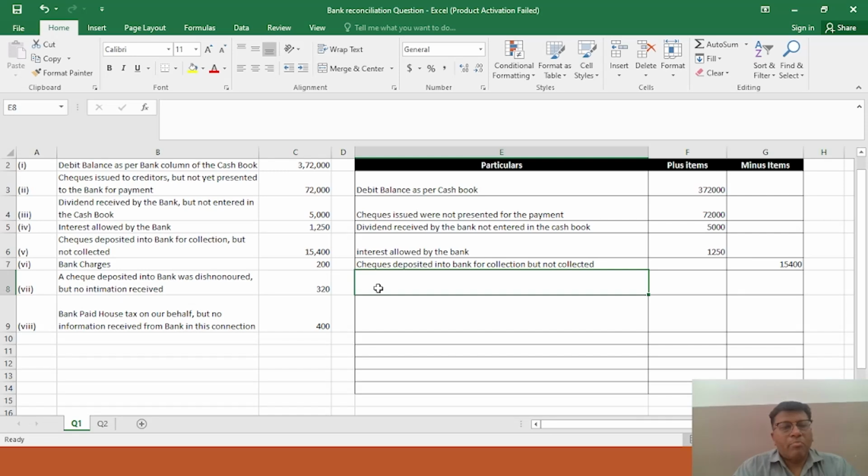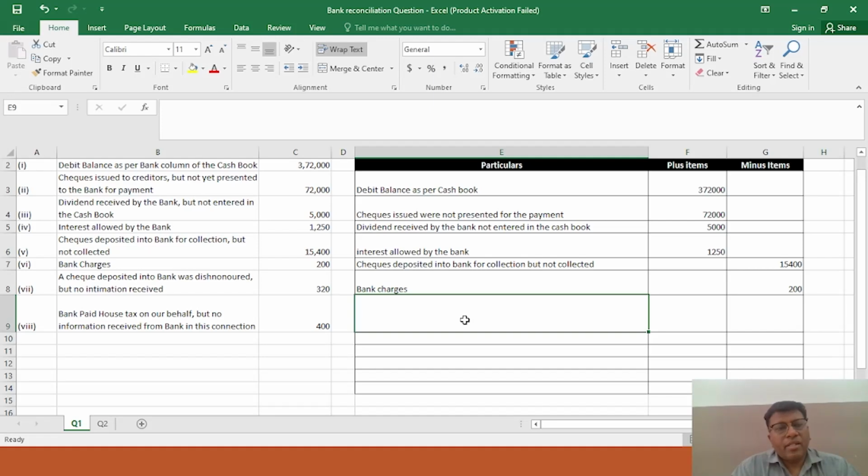Okay, and what about the bank charges? The next transaction is bank charges. As you know, if the bank is charging some commission or bank charges, no doubt the bank will debit your account, and in that case the bank balance would be reduced. But you are not informed by the bank, so you are not making any change in your cash book. If you compare, you find there is a discrepancy due to this transaction, that is bank charges of rupees 200. You have to write down the bank charges, and because the bank balance is reduced by rupees 200, you have to mention it.